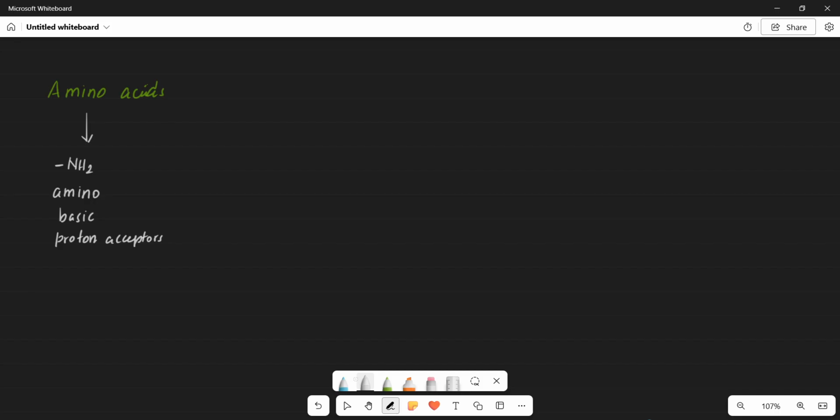And the other group is acid, which is basically carboxylic acid. When I say acid, they are acidic in nature. What I mean by that is they are proton donors.